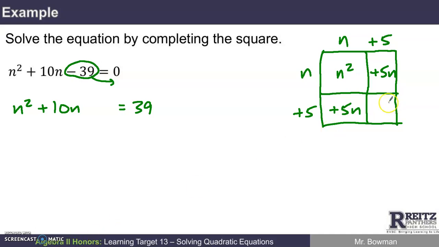So what number is it that completes the square here? It's 5 times 5. It's positive 25. That's the number I need to add in here.